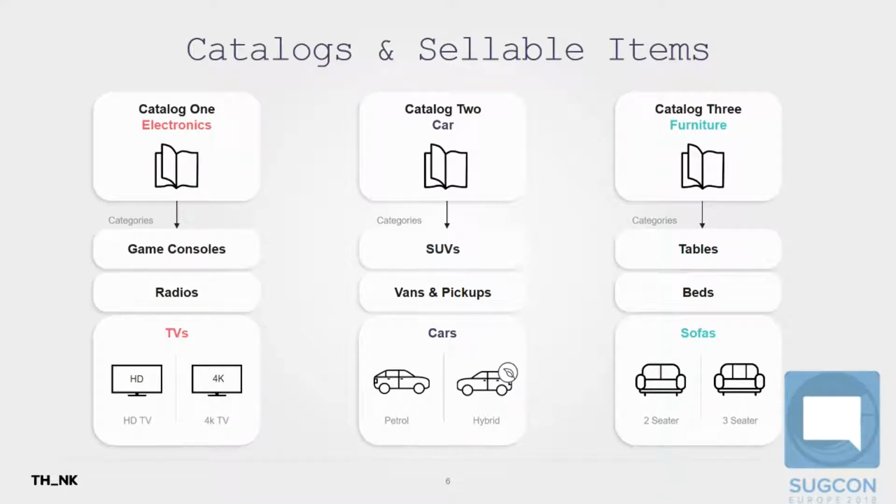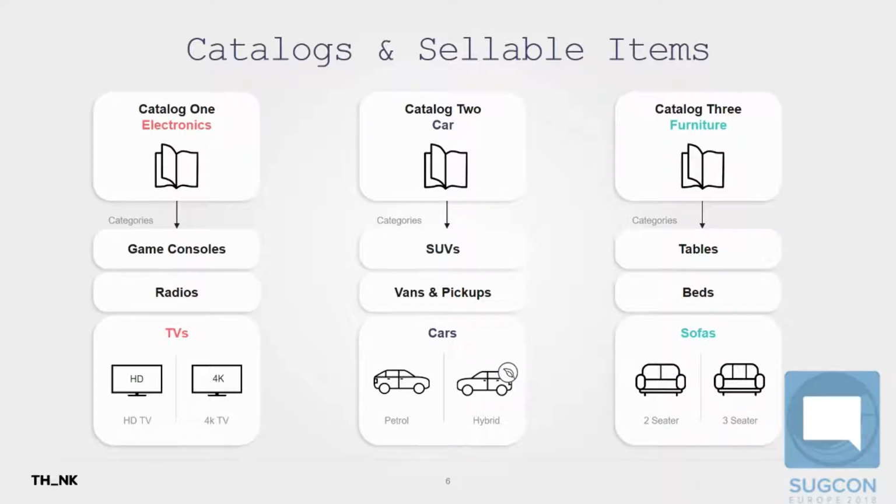So you have a catalog, you're selling electronics, and electronics have game consoles, radios. Maybe you're selling TVs, which are variant TVs. Yeah, that's just putting it in layman's terms. And same thing, you're selling cars. I don't think you will be selling cars and TVs at the same time, but I just throw it in. Yeah. And then you're selling furniture. The furniture can be categorized into tables and beds, and then you have multiple variants of your thing.